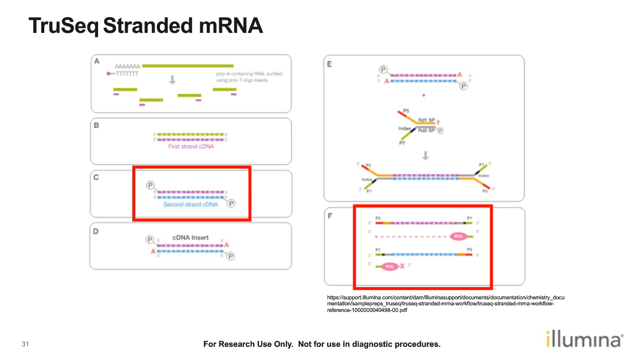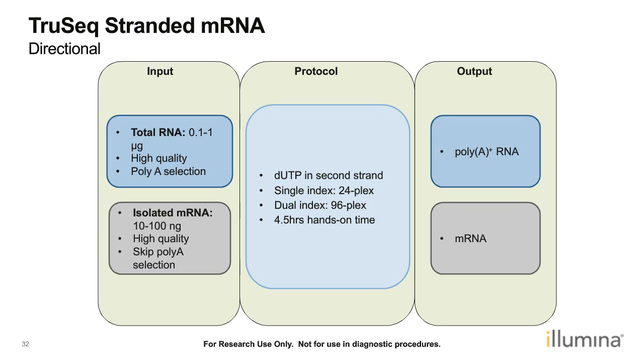The input and output are the same as RNA V2. What is different is that this workflow is directional due to the incorporation of those dUTPs. Both a 24-sample single index and a 96-sample dual index multiplexing options are available for this kit.